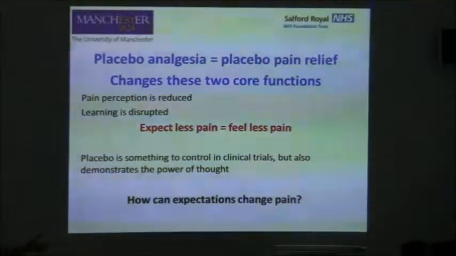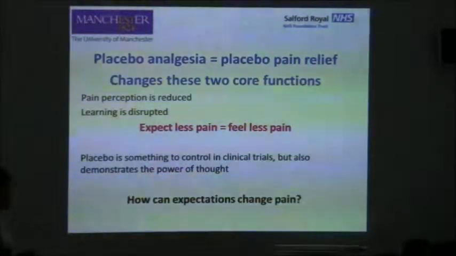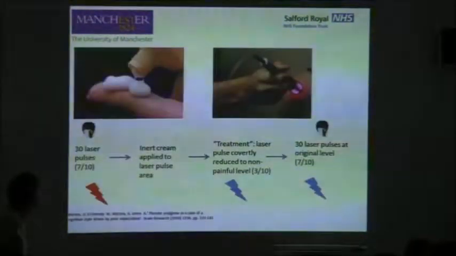So, this is a very clinical faculty, so a lot of people will think of placebo as something that you need to control in a clinical trial. But actually it's also really interesting experimentally, because it can tell us a lot about how the brain functions, and it demonstrates the power of our expectations on perception. So what's really interesting is how do our expectations actually change our pain perception?